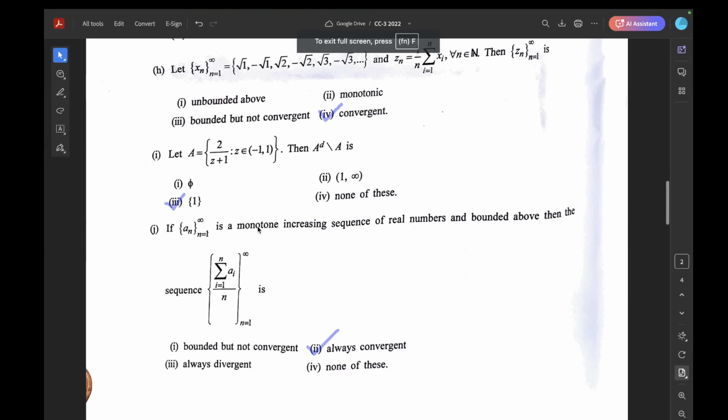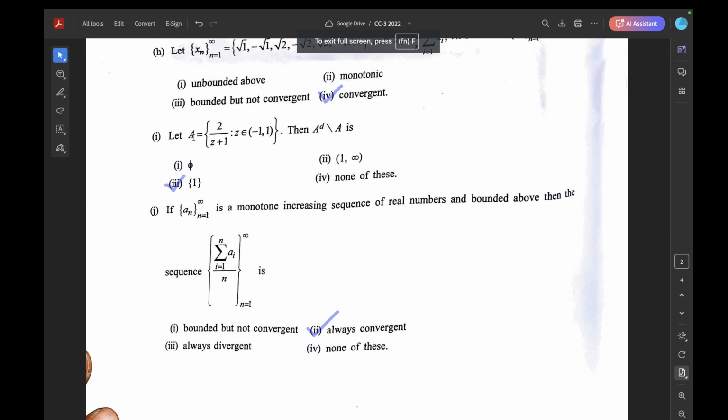Next question I. Let A be the set of 2 by z plus 1 such that z belongs to the open interval minus 1 to 1. Then A^D minus A, the correct option is 3, the singleton set 1. Here A^D means the derived set of A, that is the set of all limit points of A, minus the set A.